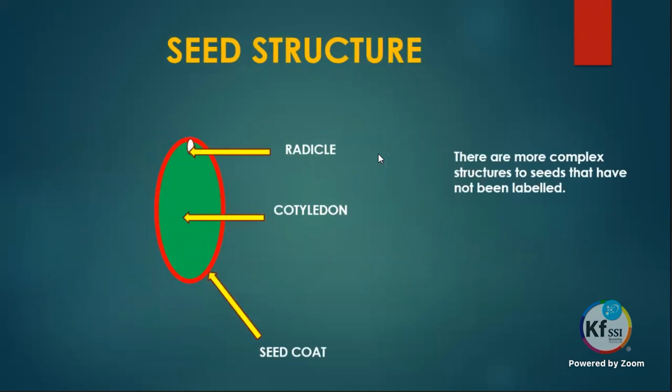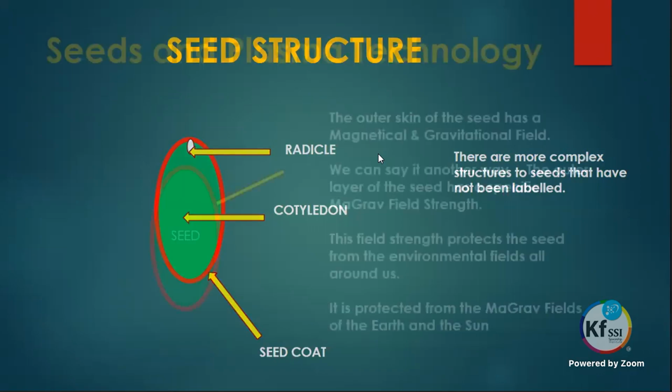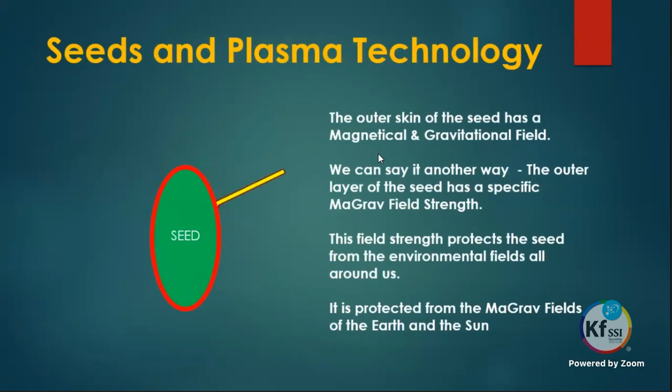I've just put a very simple seed structure here. I know it goes into a lot more detail, but I just wanted to keep it very simple. So we've always got the seed coat, that's the outer shell of the seed, and inside you've got the cotyledon, and on a lot of seeds you'll see a tiny little pip, a little point, and that's your radicle. As I said, there are a lot more complex structures, but I just wanted to keep it quite simple for those three.